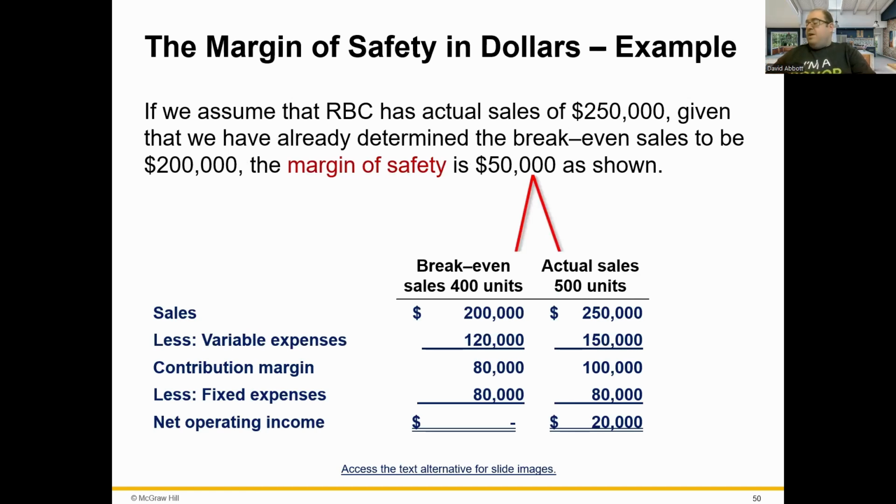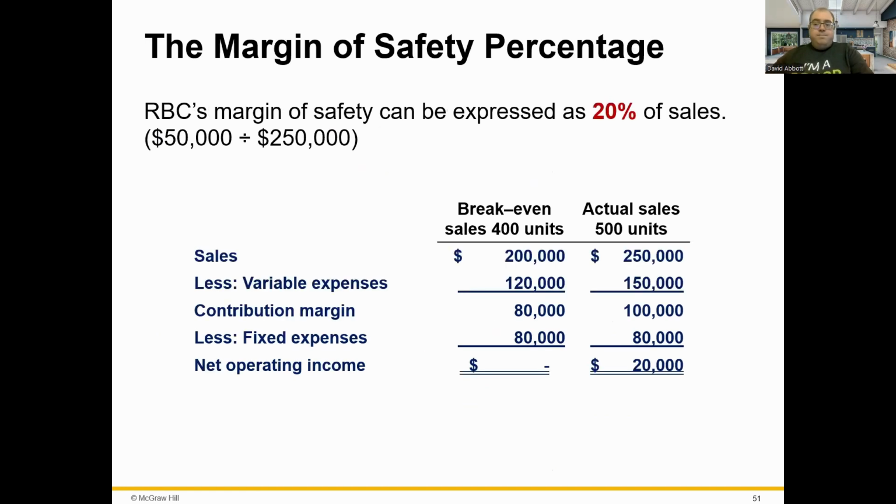So for example, if we assume that RBC had actual sales of 250,000 in units instead, given what we've already determined the break-even point to be, 200,000, then the margin of safety is 50,000. Okay. And again, we can break it down in order to figure out what the net operating income is, what the contribution margin is, and so on and so forth, like we've been doing.